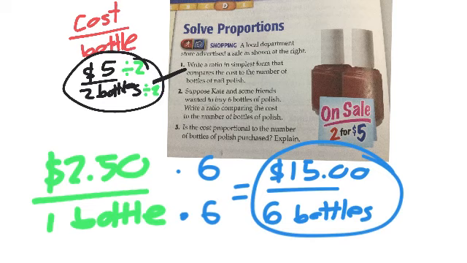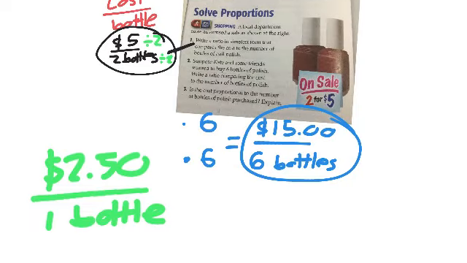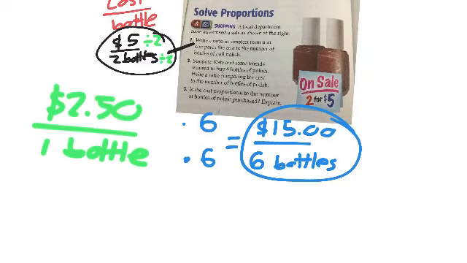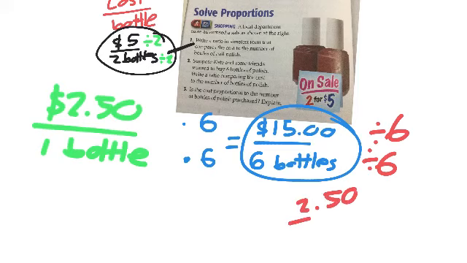Now I want to know, is the cost proportional to the number of bottles of polish purchased? And then explain. So this is what we're going to be looking at today, is proportional. So 2 numbers are said to be proportional if they can reduce to be the same fraction. So 2.50 over 1, can this reduce back to that same fraction? Well, yes, it can. If I divide it by 6, because again, I just multiplied by 6 on top and bottom to get there. Now, if I divide by 6 on top and bottom, I reduce it back to the same fraction it was before.